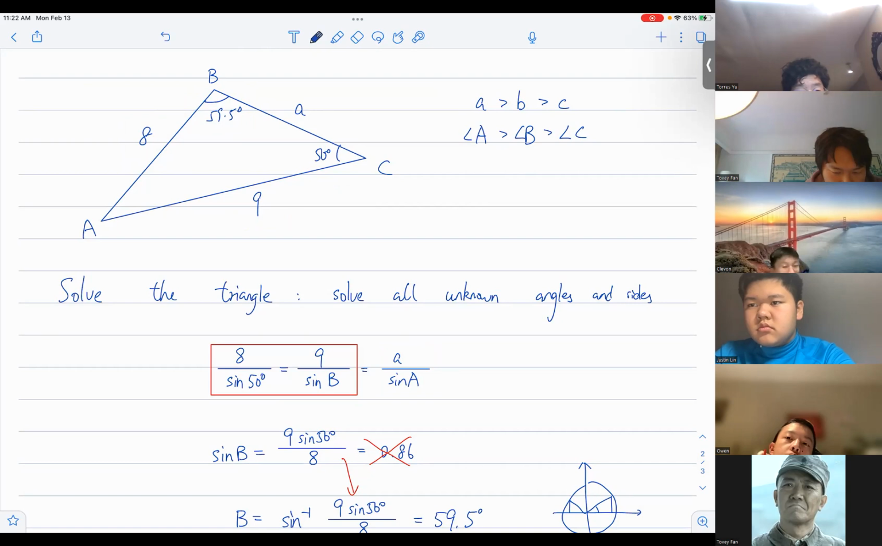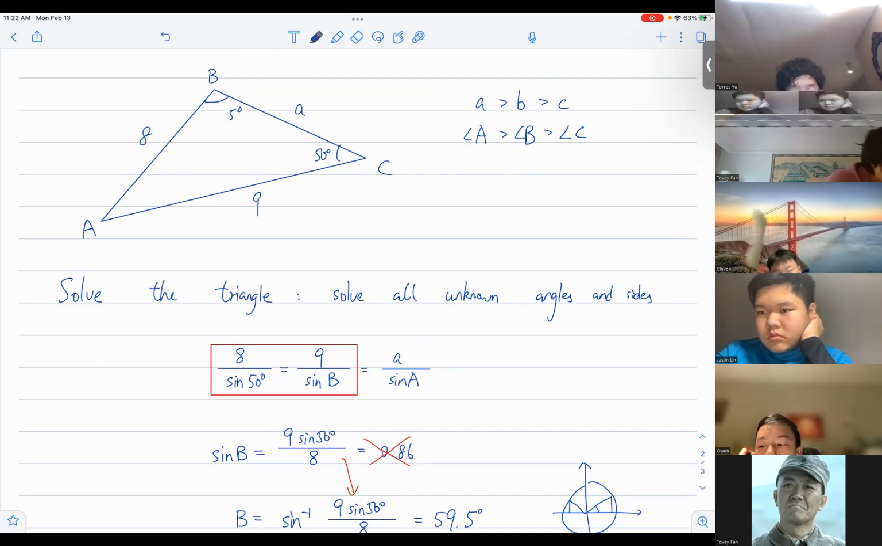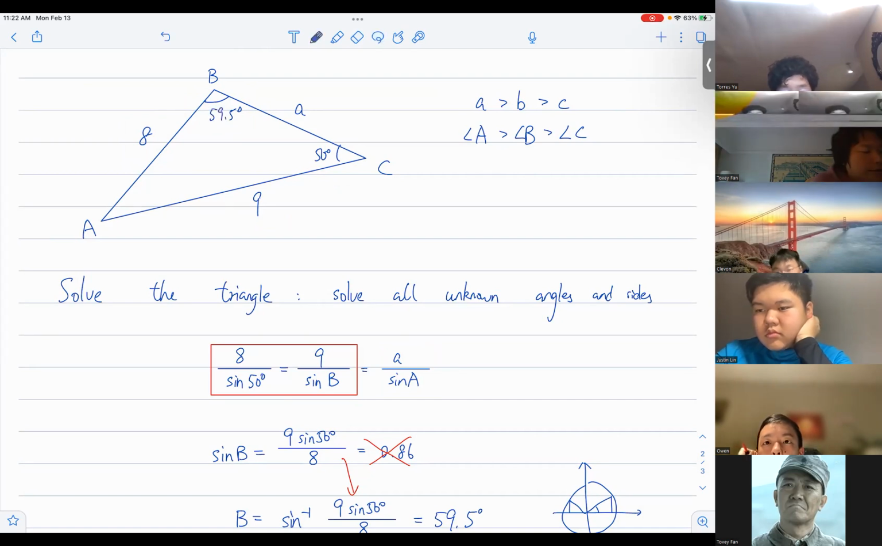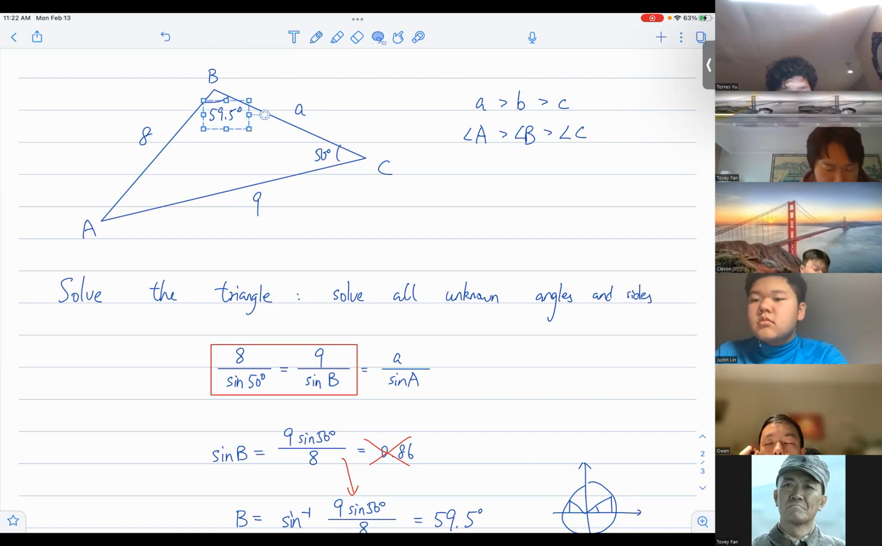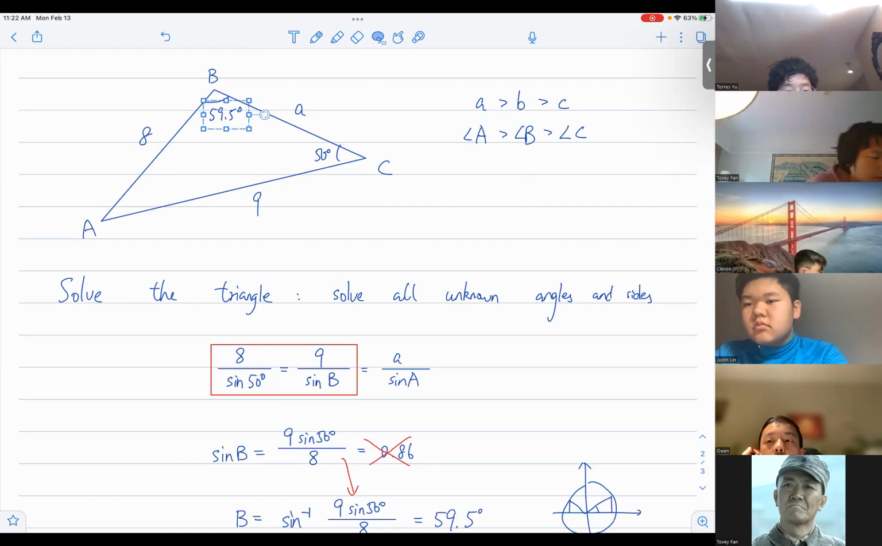But isn't angle B like an assumed value? Yeah, it is, because for the other possible value, it exceeds 180. Remember, the other one is like 180 minus it, right? Yeah, which is 120.5.